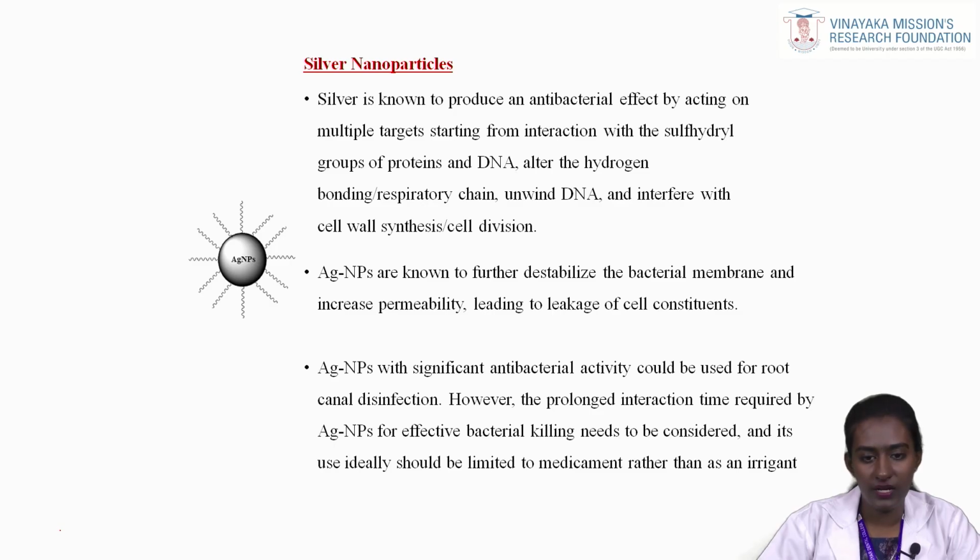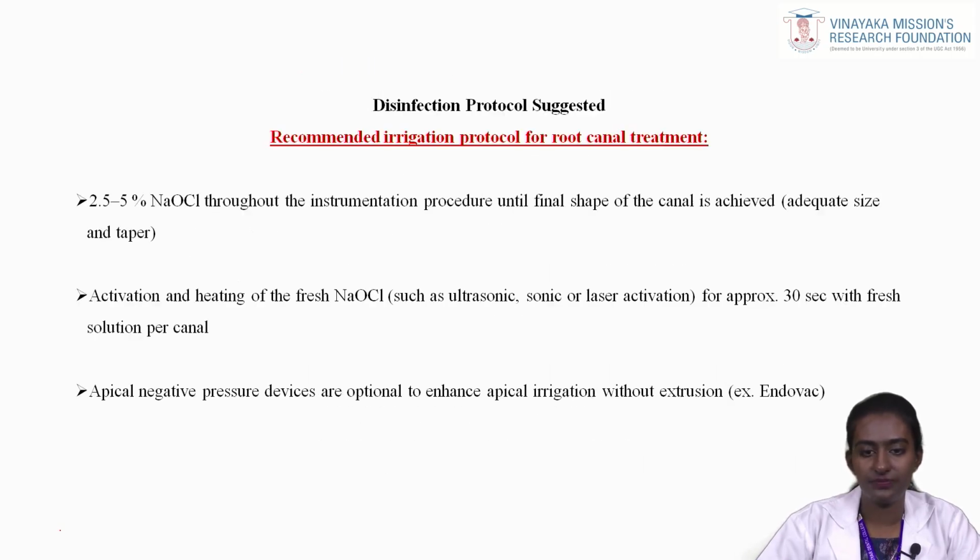Next is the silver nanoparticles. These produce an antibacterial effect by acting on multiple targets, starting from interaction with the sulfhydryl groups of proteins and DNA, then altering the hydrogen bonding or the respiratory chain. They unwind the DNA and interfere with cell wall synthesis or cell division.